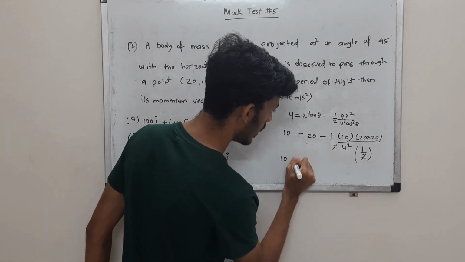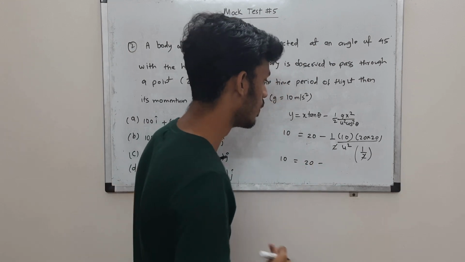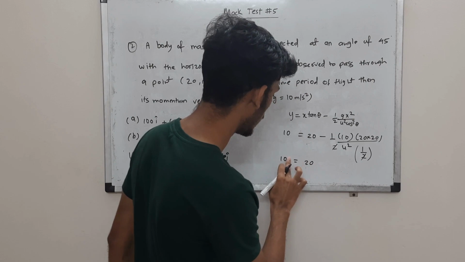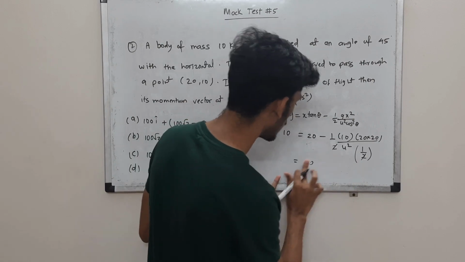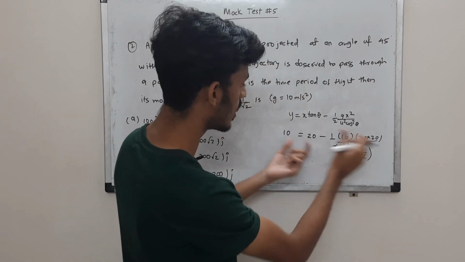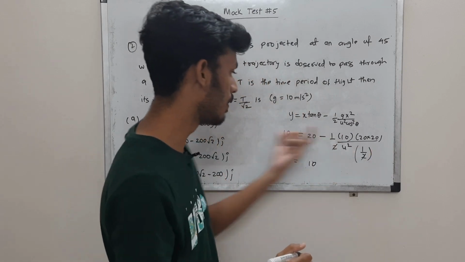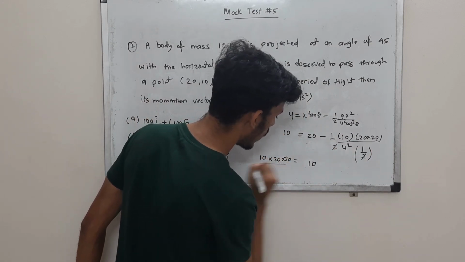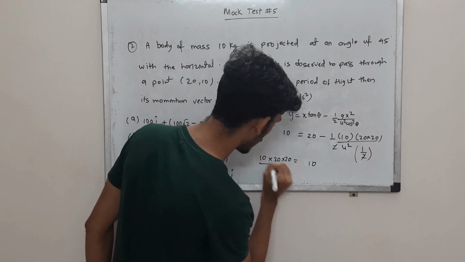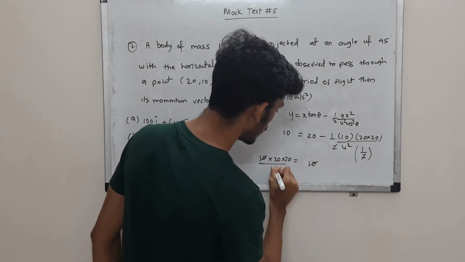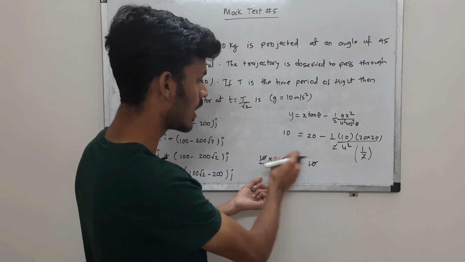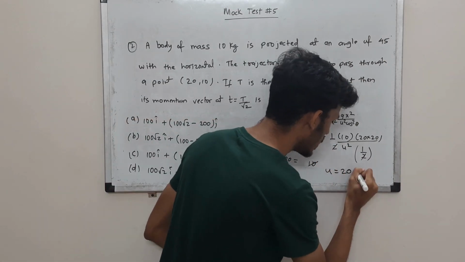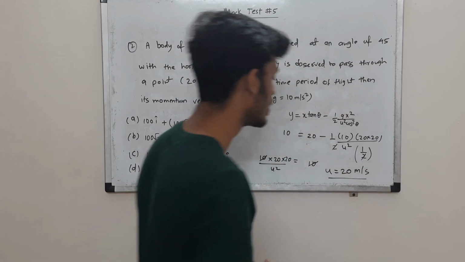So here we have 10, here we have 20, and what will we have here? I can flip this over, I can bring this to the other side. So 20 minus 10, I'll take this to the other side, that will be 10, and bring this to the other side, 10 times 20 times 20 upon u square, right? So 10 and 10 will get cancelled. So u square is 20 times 20, or u is basically 20, right? So u is 20 meters per second. So this is the data that you obtain.